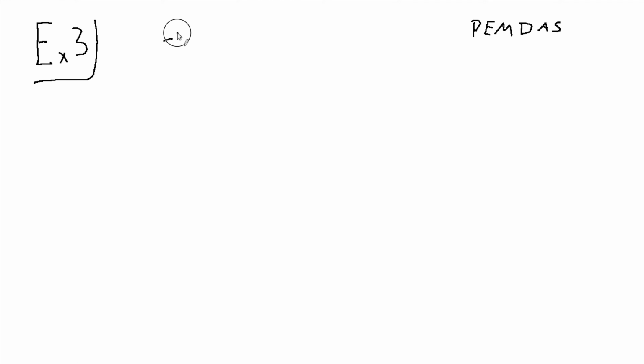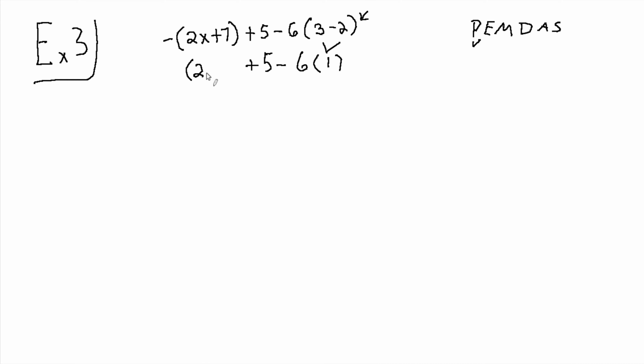Example number 3. Go ahead and do your PEMDAS right off to the side. So you have negative times 2x plus 7 plus 5 minus 6 times 3 minus 2. Do the parentheses first. 3 minus 2 is 1. Bring everything down. Do the other parentheses if you like, but you can do it later. There's no exponents. We still have parentheses, but there's nothing to be done with them. 2x plus 7, you can't combine those any further.